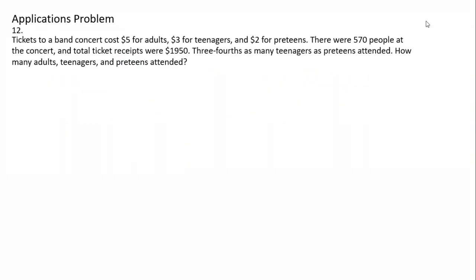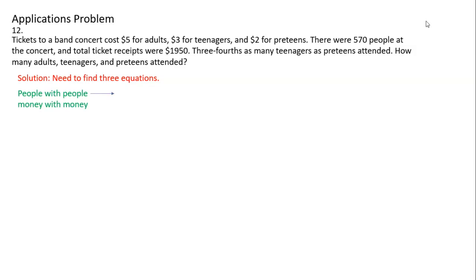All right, how are we doing? I think we're going to have time, like 3 minutes. Let's just go through this application problem. It's the same problem as before, except on this one we added teenager ticket prices. We have adults, teenagers, and preteens or kids. There are 570 people in the concert, so that's the number of total tickets sold.